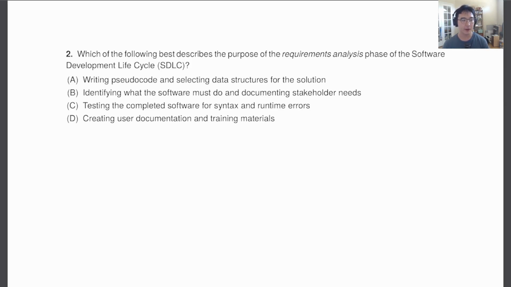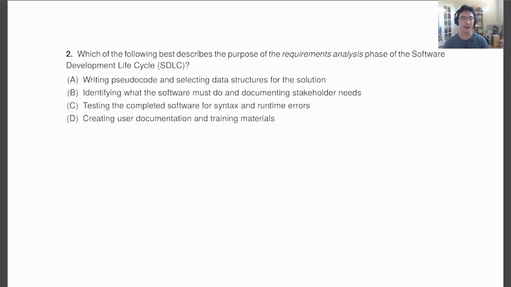C, testing the completed software for syntax and runtime errors. Wow, this seems pretty late on. You're testing already completed software that you've programmed already. D, creating user documentation and training materials. Well, hopefully throughout your programming, you're trying to make sure the user knows how to use your software, and that whoever takes on your software afterwards can train others. But this also seems to be something that happens later on. So the most promising answer seems to be answer choice B.